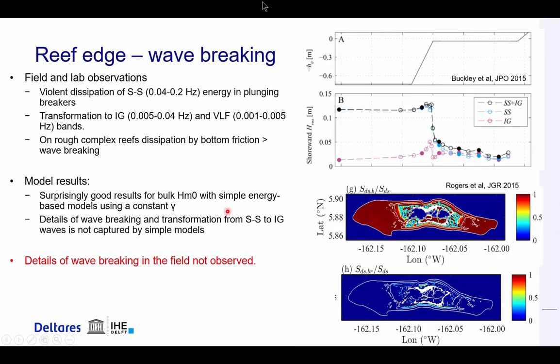So first we'll talk about wave breaking on the reef edge. There have been a number of field and particularly lab observations. Here on the right you see observations made by Mark Buckley of a reef profile of a deep reef, a steep slope, and then a reef flat, over which the sea swell waves, the short waves, shoal up and they break violently on the reef edge and dissipate, losing a lot of energy. But in the meantime, there are these longer period components, the infragravity waves and the very low frequency components that here ramp up on the reef edge and then propagate onto the shore and have about the same wave height.